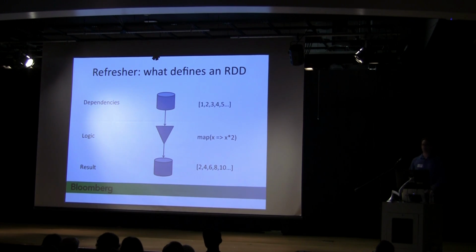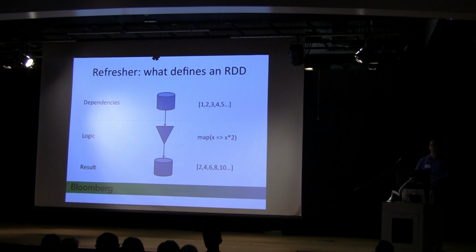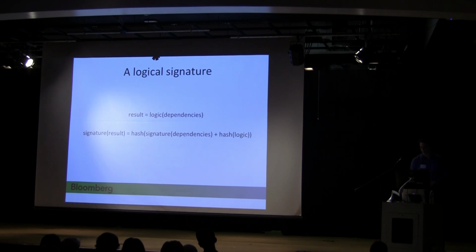So as an example, say we have a collection of numbers, 1, 2, 3, 4, 5. We map some function over it, like doubling, x goes to x times 2, and then our result would be 2, 4, 6, 8, 10. So if we happen to lose track of that result, it's okay, because we can always recompute it. We've got this logic, we've got these dependencies. The definition of an RDD only depends on the logic and the dependencies.